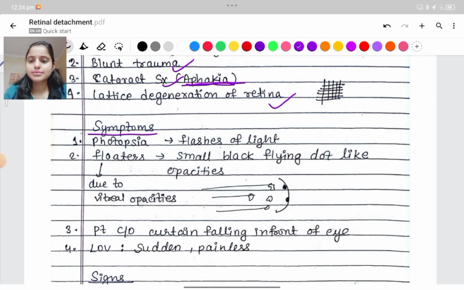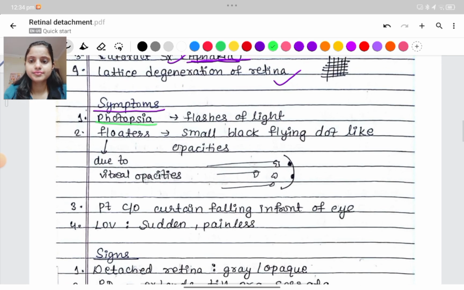Symptoms of retinal detachment are: there may be photopsia, which is flashes of light. Floaters will be seen due to vitreal opacities. As the vitreous is getting detached, this will be a vitreal opacity, and when light comes, it will block the light and black, flying dot-like opacities will be seen.